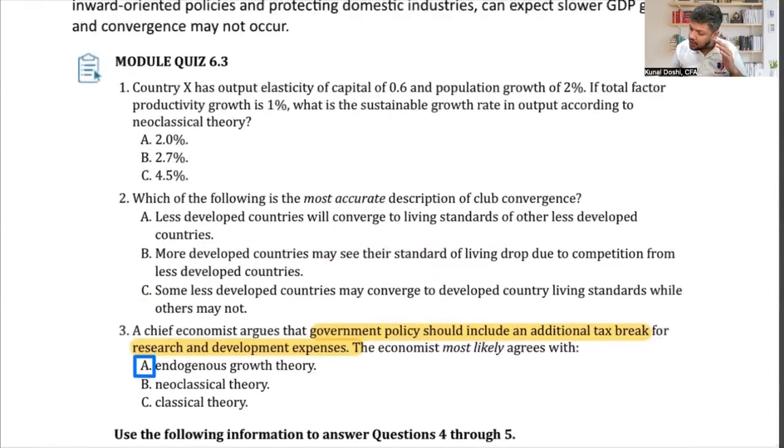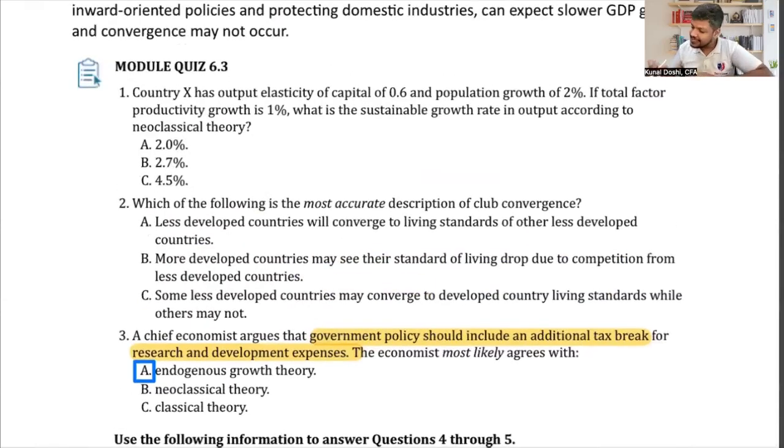Correct. First one: country X has output elasticity of capital of 0.6, meaning the share of capital alpha is 0.6. Okay, we need 1 minus alpha. Remember, its total factor productivity growth is 1%. That is my theta. What is the sustainable growth rate in output, but not per capita? They ask me total output.